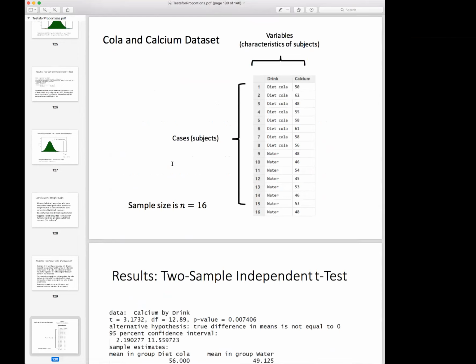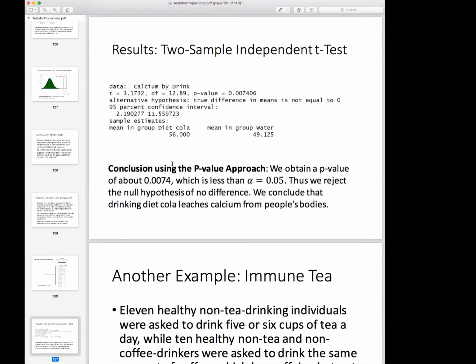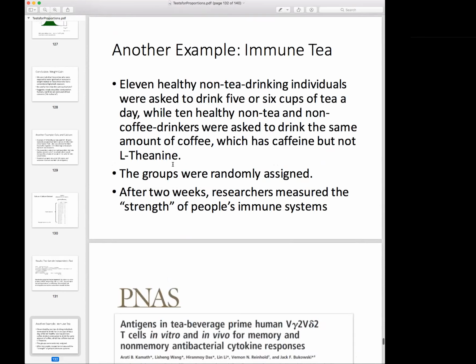And here we have our calcium levels. Our null hypothesis will be that there is no change, and the alternate will be that there is a difference. Here we find that the p-value is equal to 0.0074, which is less than 0.05. So it's a significant finding. We reject the null hypothesis and conclude that there is a difference in calcium excretion in the Diet Coke group, which means we can say there's a correlation between drinking Diet Coke and excreting calcium in urine.